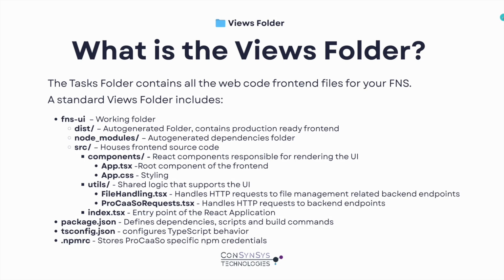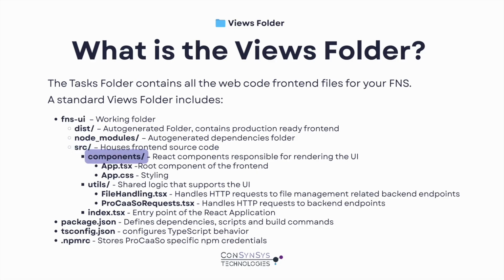Let's take a look at the structure of your Views directory. Within your Views folder, you have your working folder. For this example, we're calling it FNS UI. The dist folder, which is an auto-generated folder that contains the production-ready build of your front end. The Node Modules folder, which is also an auto-generated folder, which contains all the front-end dependencies required by the React application. Then we have the Source folder, which contains the source code for your React front end.